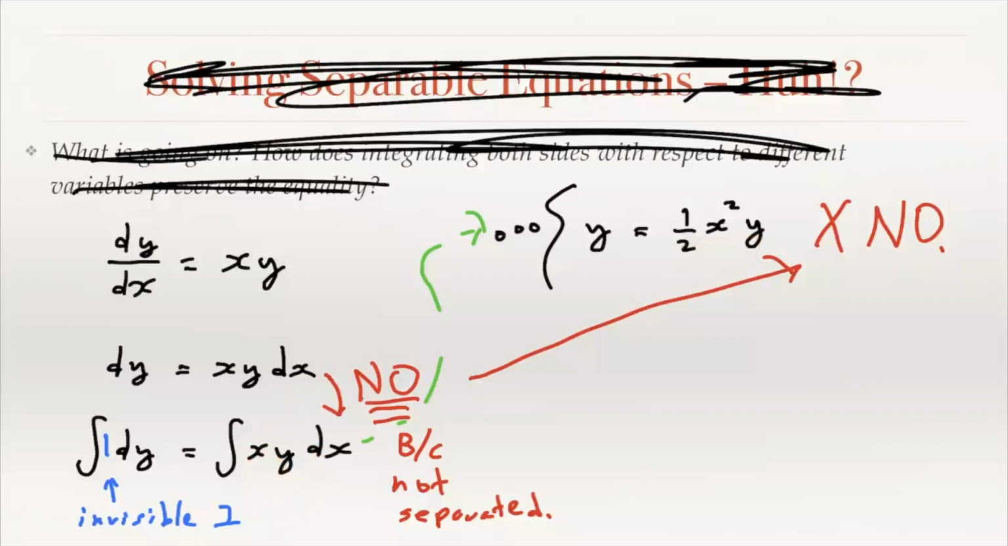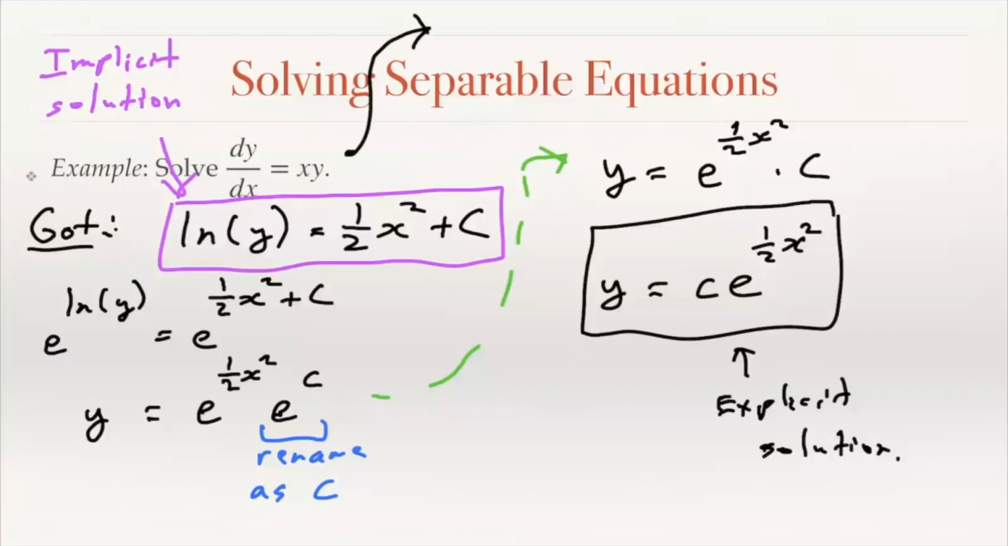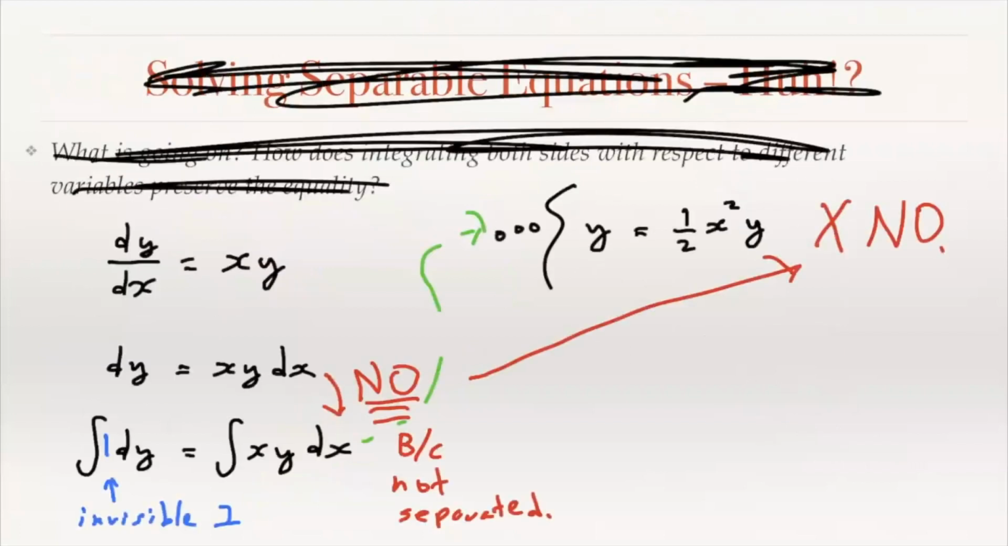And as you can see, we got a completely different answer. This is a wrong answer. If you plug it in, it won't work. So make sure that when you're solving these, you completely separate, like we did over here, writing it as 1 over y dy is x dx. That was completely separated with y's only on the left-hand side, x's only on the right-hand side. This had both x's and y's on the right-hand side.